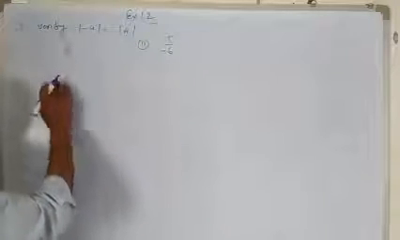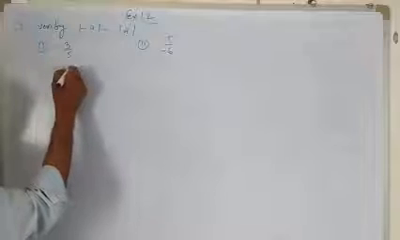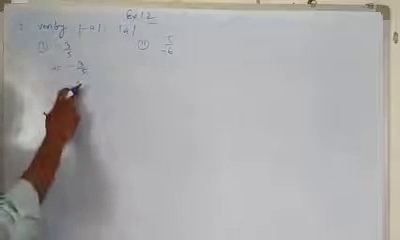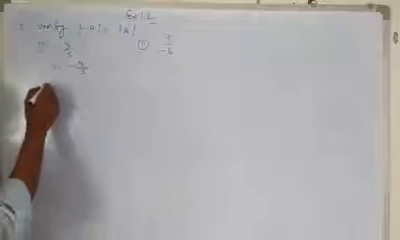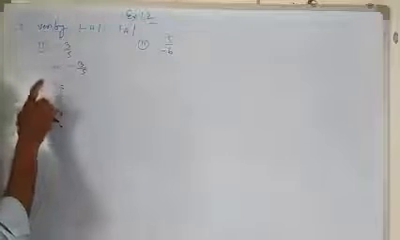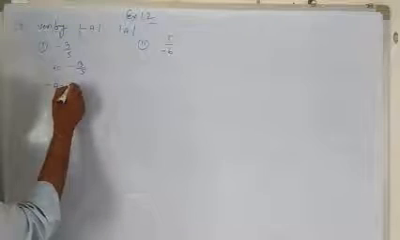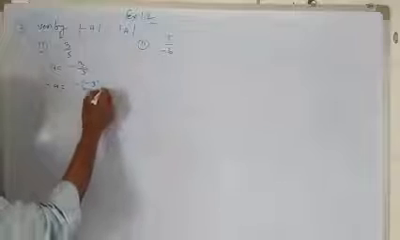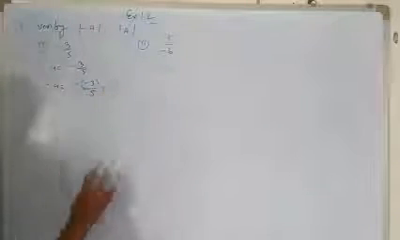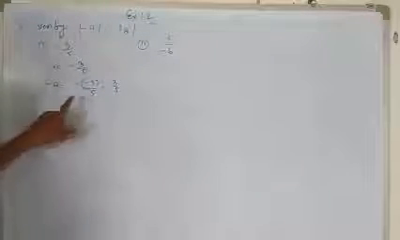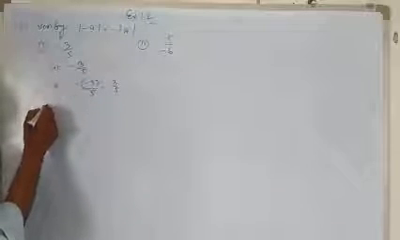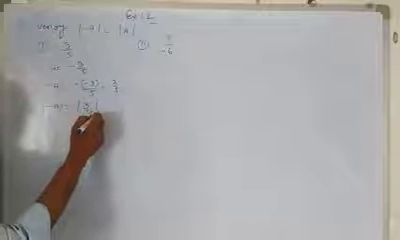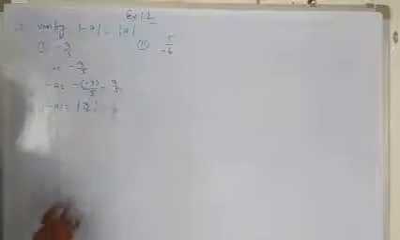Here a is equal to minus 3 upon 5. Okay. So minus a is equal to, first we write the minus a. Minus a is equal to minus multiplied by minus 3 upon 5. What is the value? 3 upon 5. Okay. Now mode of minus a is equal to 3 upon 5.